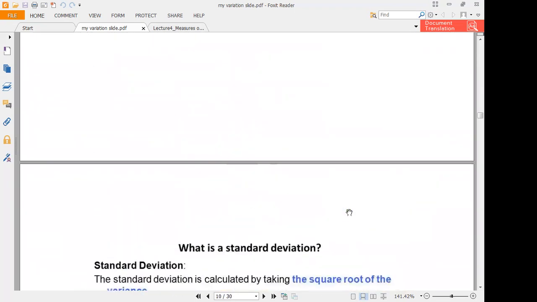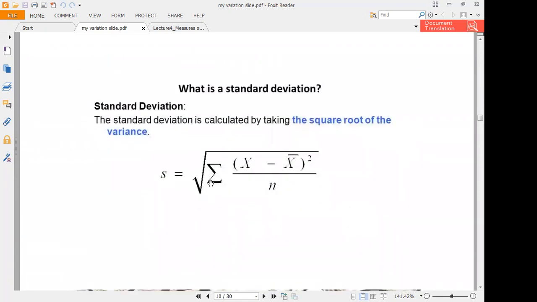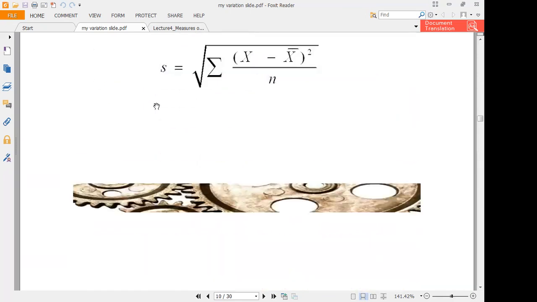In that case, sorry, I should tell you that this is now the formula for standard deviation. You can see it is very similar to that of variance. The only difference is that we apply the square root on it. So that is that about that.